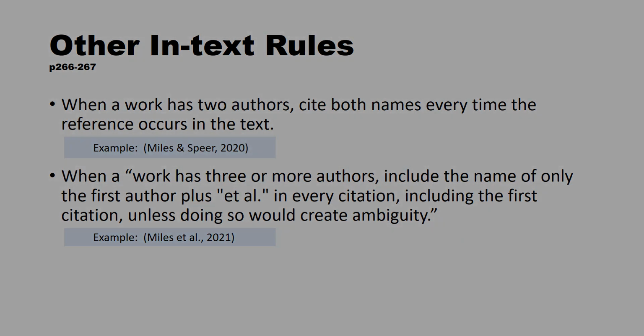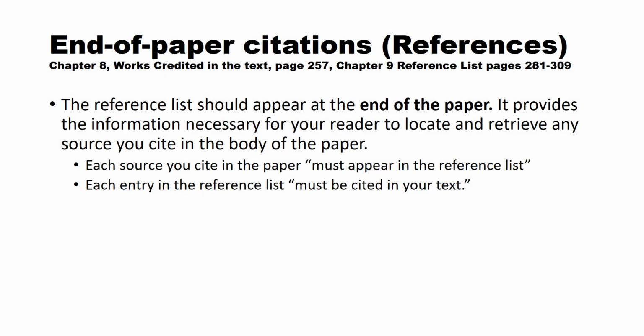Now for the end of paper citations, the APA style calls those references. Your reference list should appear at the end of your paper. It provides the information necessary for your reader to locate and retrieve any source you cite in the body of the paper. And here are some more facts you need to be aware of. Each source you cite in the paper must appear in your reference list. Each entry in the reference list must be cited in your text.